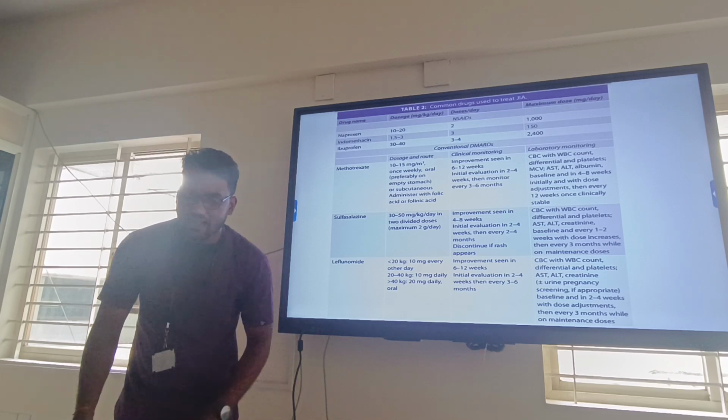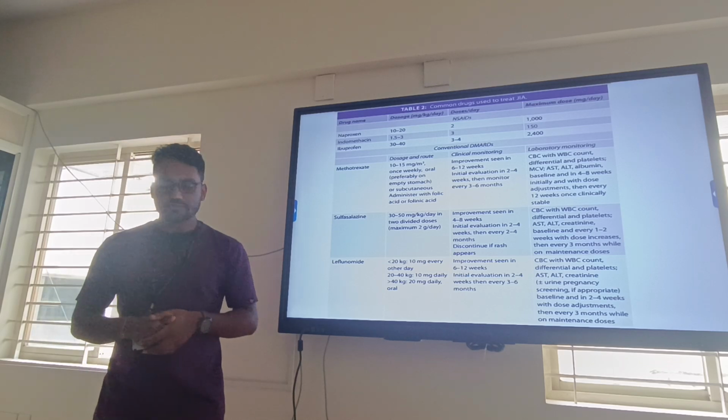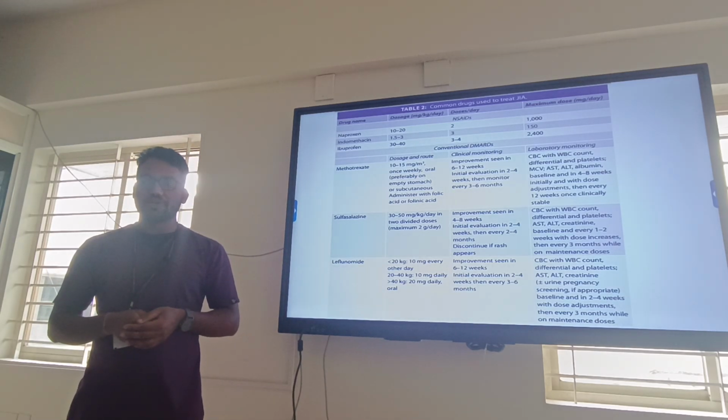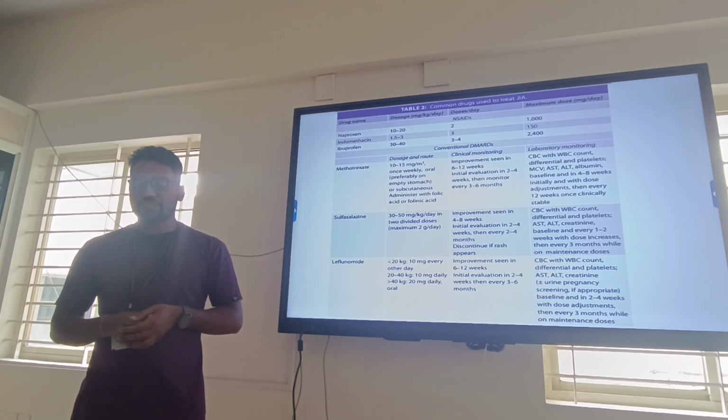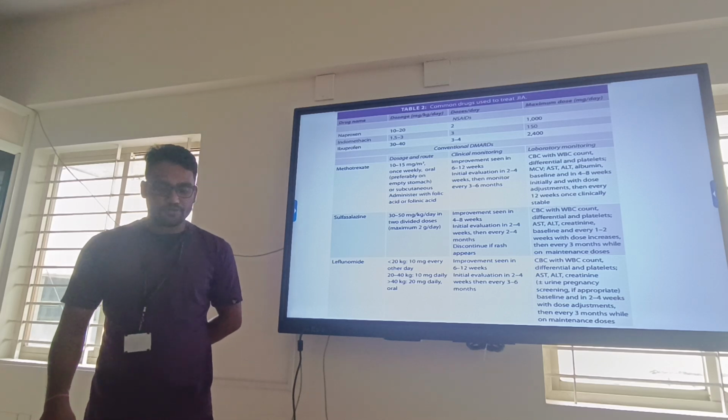naproxen, indomethacin and ibuprofen. The dose for naproxen is 10 to 20 mg per kg per day, given BD, and the maximum dose that can be given is 1 gram. For indomethacin, the dose will be 1.5 to 3 mg per kg per day, given thrice a day, and the maximum dose is 150 mg. Then ibuprofen is 30 to 40 mg per kg per day, given three or 4 times a day, and 2.4 gram is the maximum dose we can give.